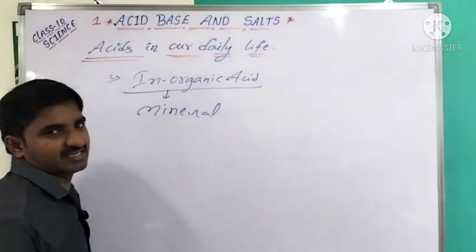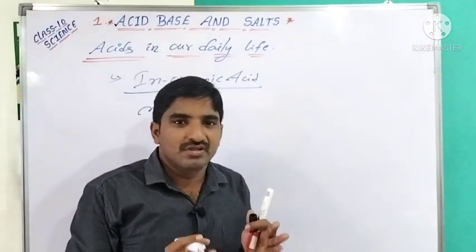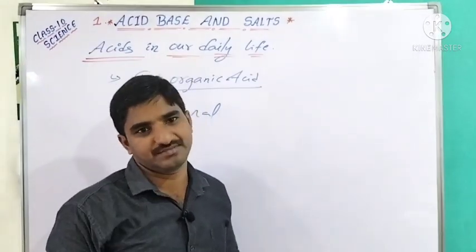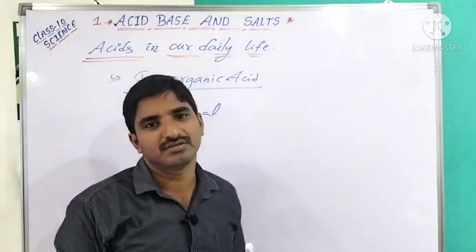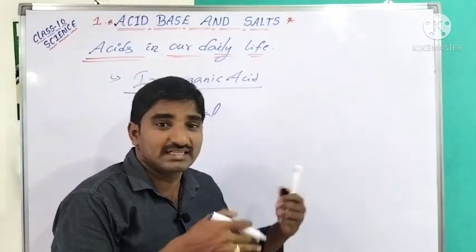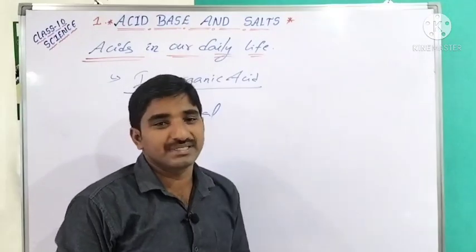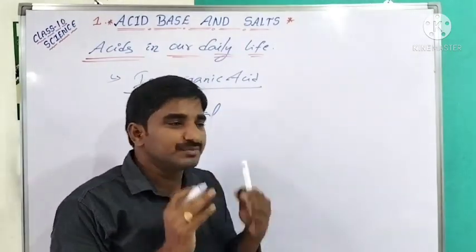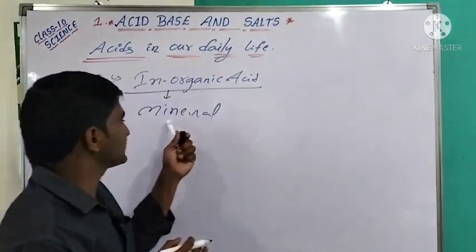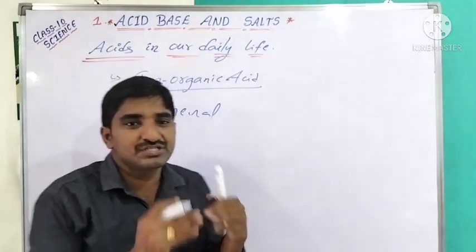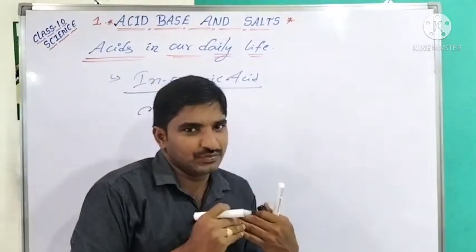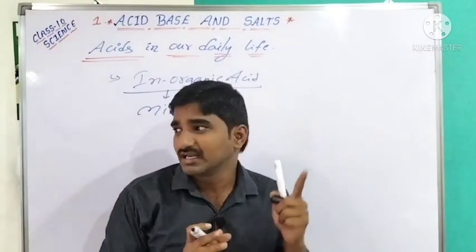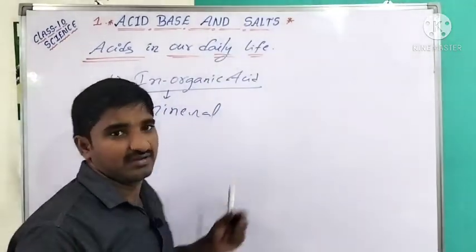Do you know what minerals are? Minerals are substances present in the natural earth crust. For example, iron is available in the earth's crust, not grown outside of the earth. Gold is available in the earth's crust only. A substance available in the earth's crust, useful to human beings, is called a mineral.